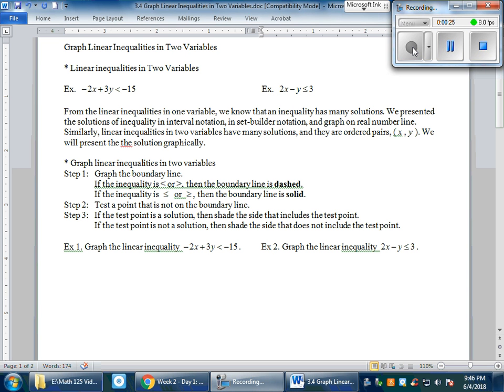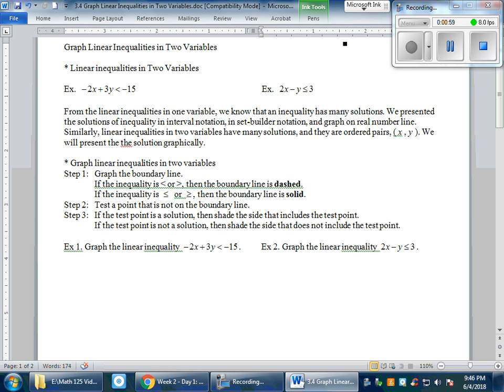So here's a few steps that I want you to follow. First, you're going to be graphing a boundary line. And when you draw a boundary line, depending on the inequality symbol, you're going to be using either a dashed line or solid line. If it is a less than, or if it is a greater than, then we will use the boundary line to be a dashed line. Okay? And if it is a less than or equal to, or greater than or equal to, then we will be using a solid line for the boundary line.